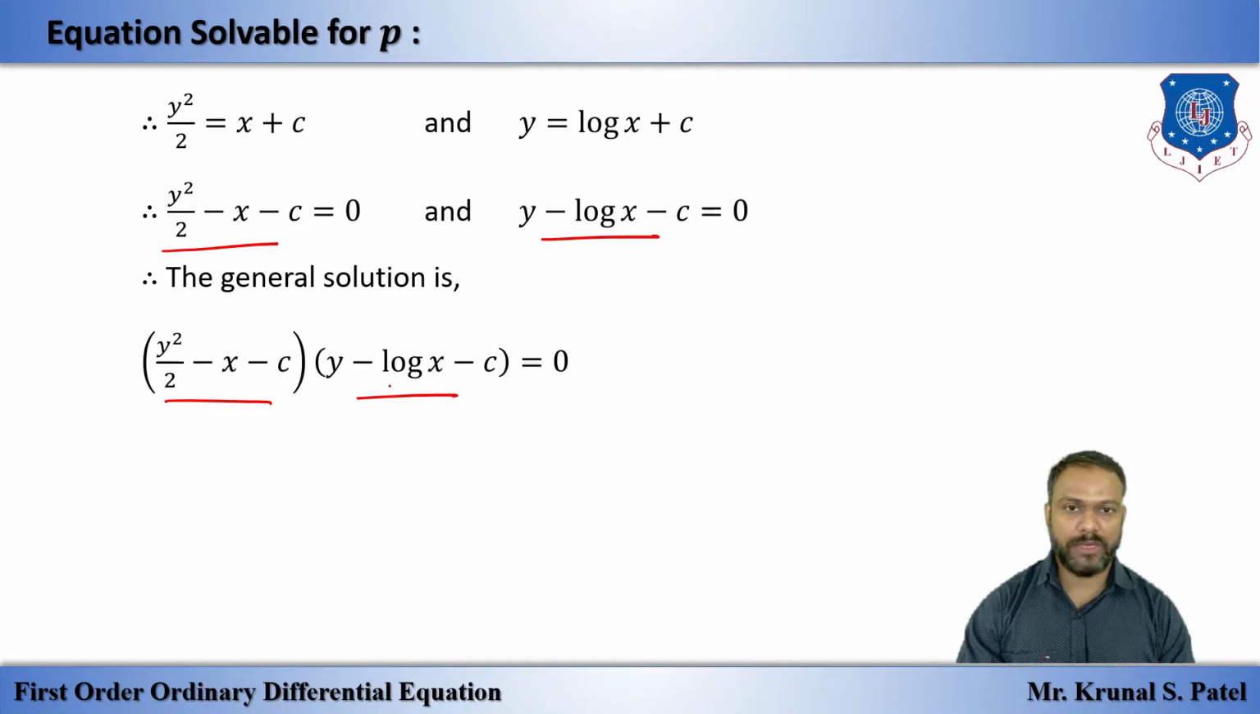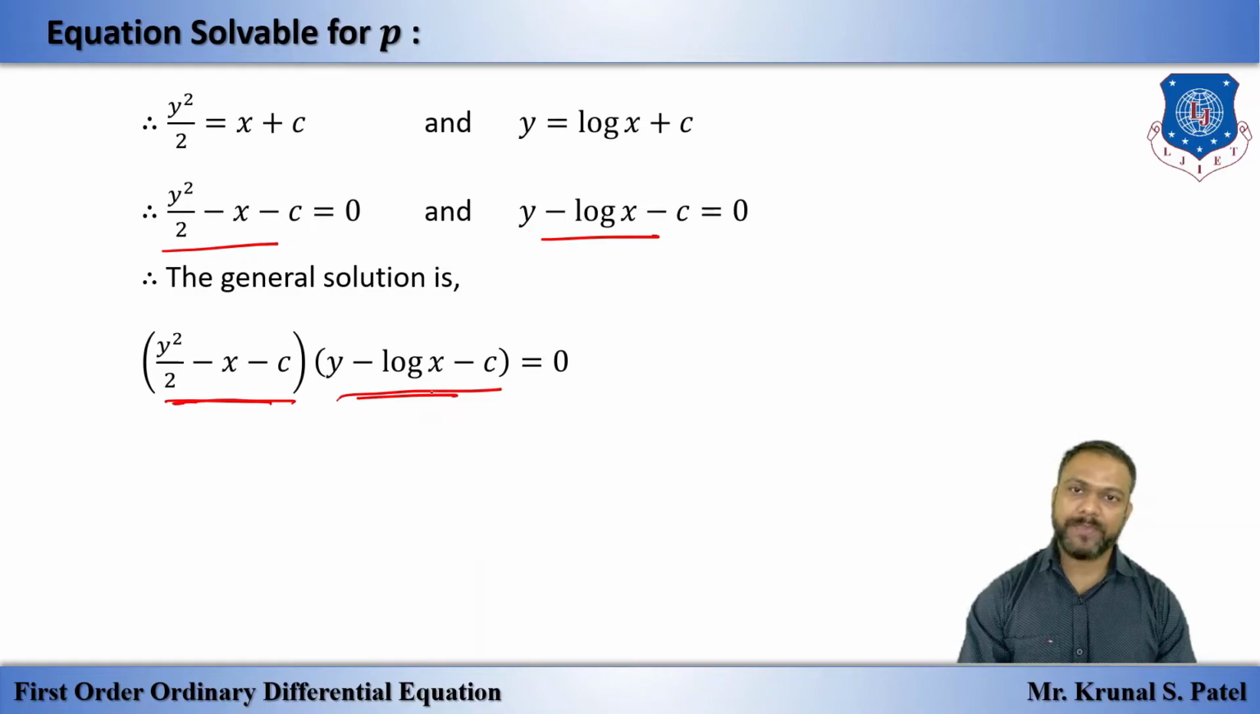So what we have to do, got it? We have to just factorize the given polynomial or equation, and then we will find the factors, and we will get the value of p in terms of x and y. Then we will put the value of p as dy by dx, and by variable separable and integration we will get the solutions. Then we will write down the general solution by multiplying all these factors together. Okay, this is the method.